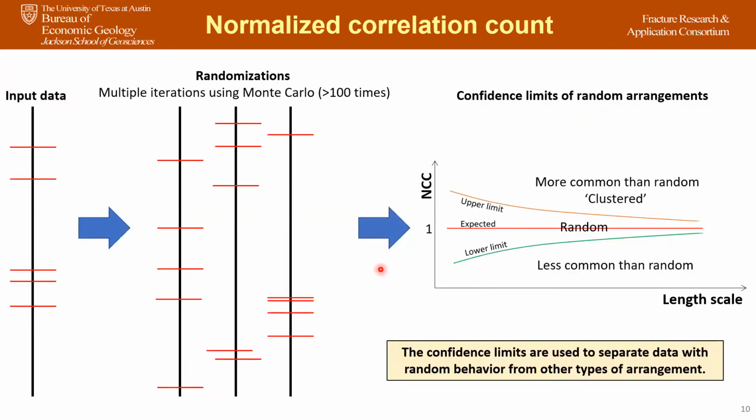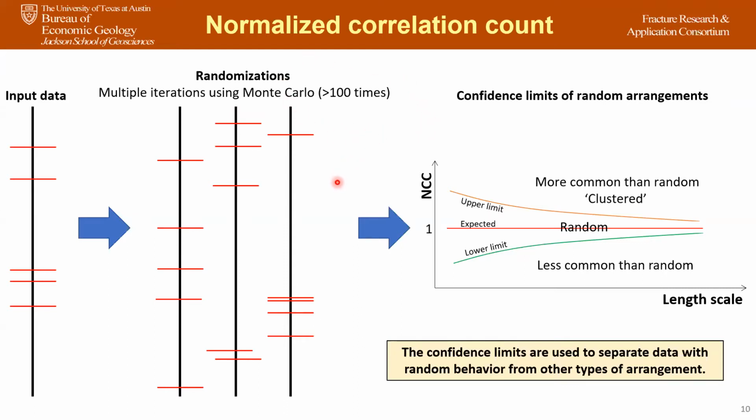And also to be able to separate what is considered a random arrangement from what is not random, we use randomizations, multiple randomizations of your input data using Monte Carlo simulations. We often do it more than 100 times.